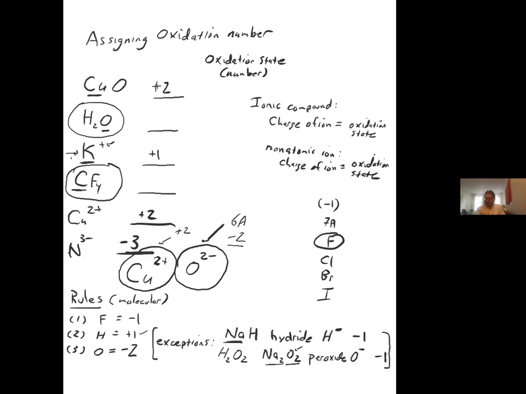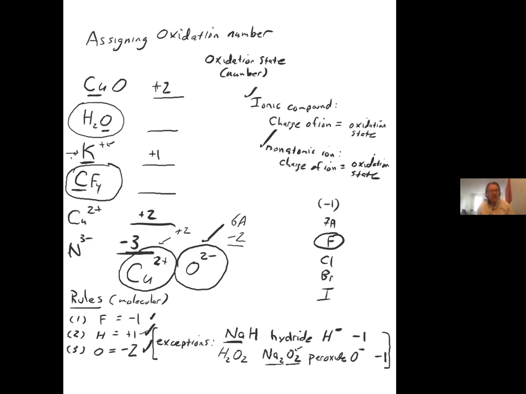In a sense, that kind of gets you there. You're pretty much set for almost all of the compounds. So fluorine is -1, hydrogen is +1, oxygen is -2, a couple of exceptions. If you have an ionic compound, just figure out what the charges of the ions are, like we've talked about before. Those will be equal to the oxidation state. And if it's a monatomic ion, whatever the charge of that ion is, is the oxidation state as well, okay?